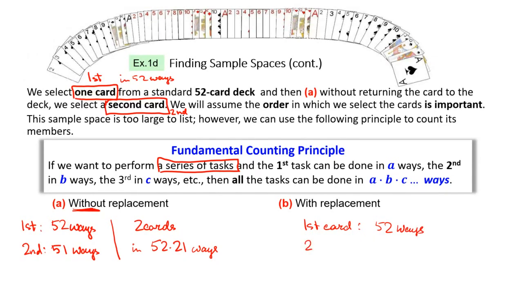With replacement means that we return the first card back to the deck. So the second card can be drawn again in 52 ways. We draw the first card and return it to the deck. The deck still contains 52 cards, so we have again 52. So 2 cards can be drawn in 52 times 52 ways. So you see the difference between drawing with replacement and without replacement.